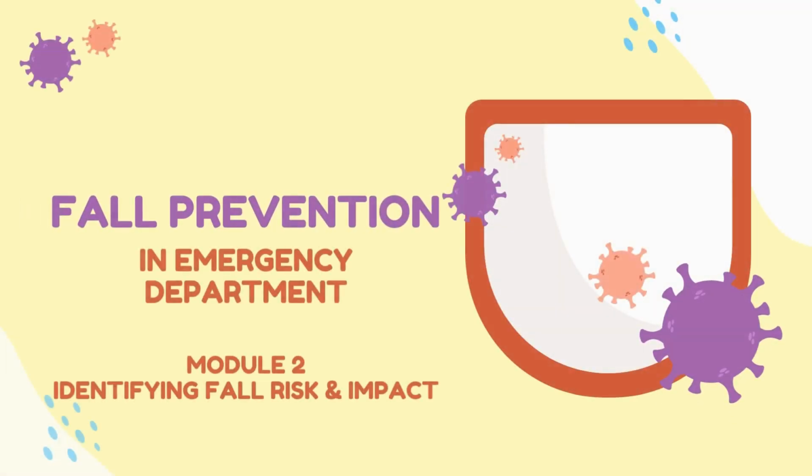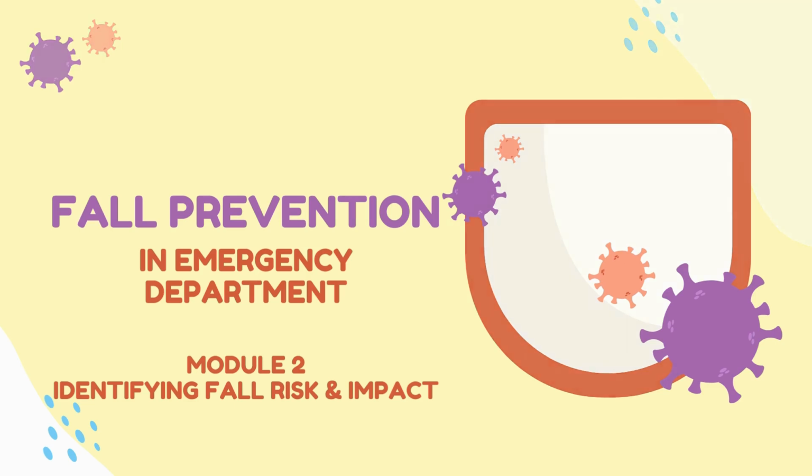Welcome to Module 2 of Fall Prevention in the Emergency Department. This module focuses on identifying fall risks among patients and understanding the factors that contribute to falls in emergency settings. We will explore patient-related and environmental risk factors, early warning signs, and real-world case scenarios to enhance our ability to recognize and mitigate fall risks. By increasing awareness and implementing appropriate interventions, we can improve patient safety and reduce fall-related injuries.